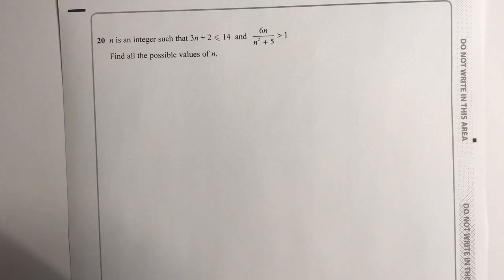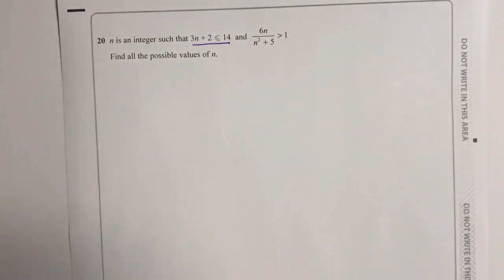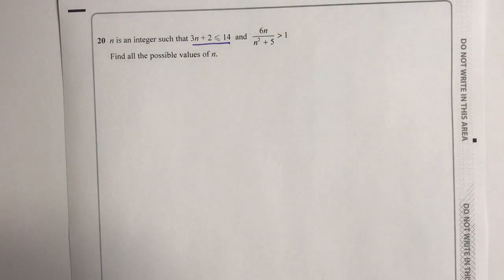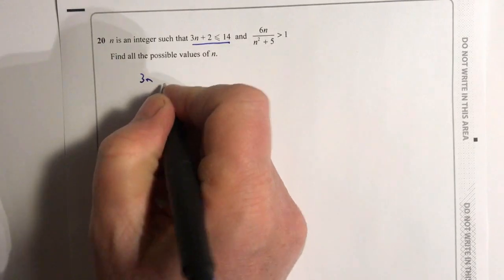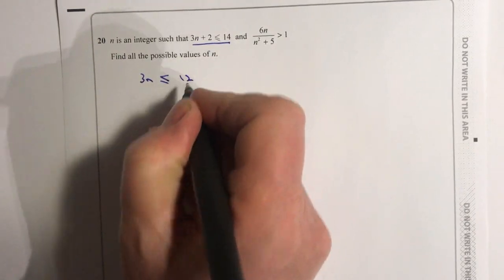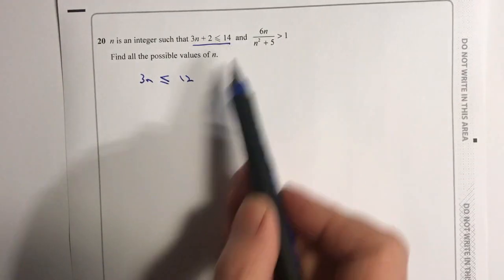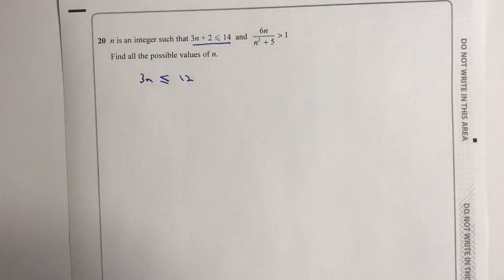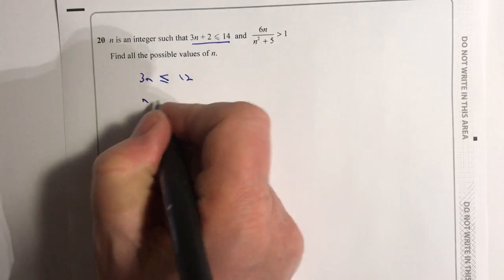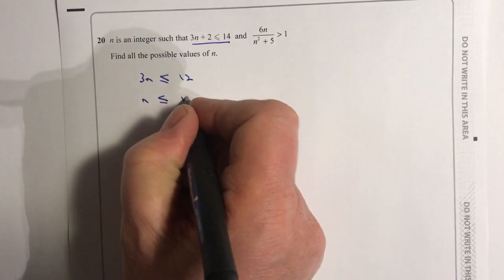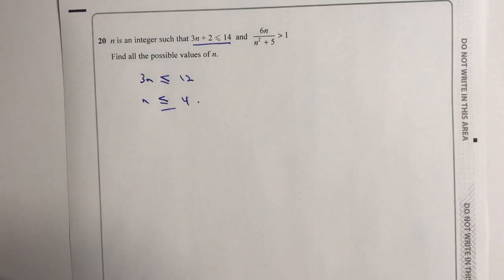All right, so what I think I'll do is look firstly at the first expression here. I've got 3n plus 2 is less than or equal to 14. So I can write that as 3n is less than or equal to 12, because if I minus the 2 from both sides, it gives me 3n is less than or equal to 12. And if I divide through by 3, I get n is less than or equal to 4. Okay, so that's fine for me.